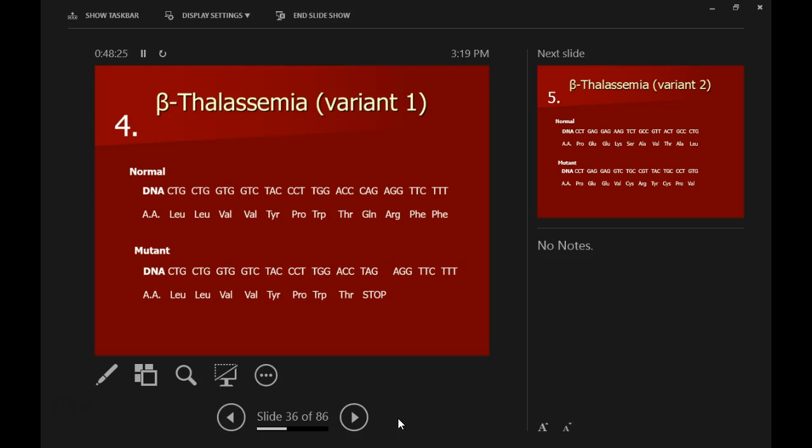Only with missenses. Now, the cool thing about it is here you see, wow, everything's exactly the same. But here we have a CAG, and here we have a TAG, and everything downstream is exactly the same. So that's just a base substitution. We go from glutamine to a stop codon. So that's a nonsense mutation. So we call it a base substitution nonsense mutation.